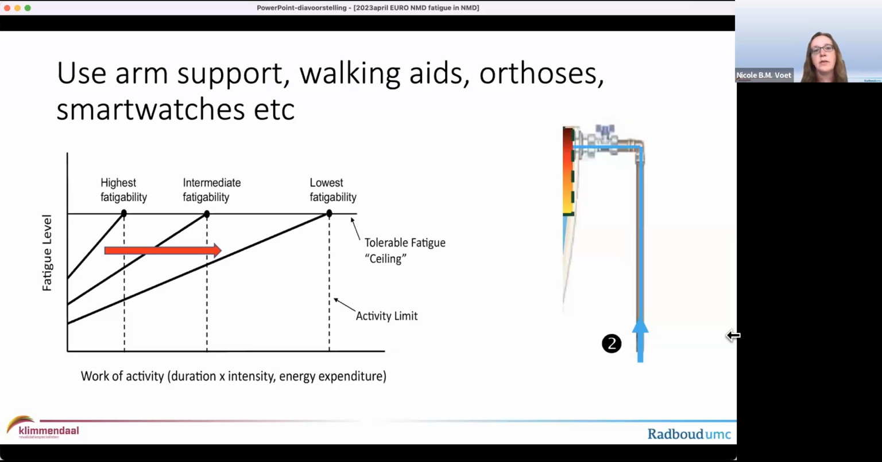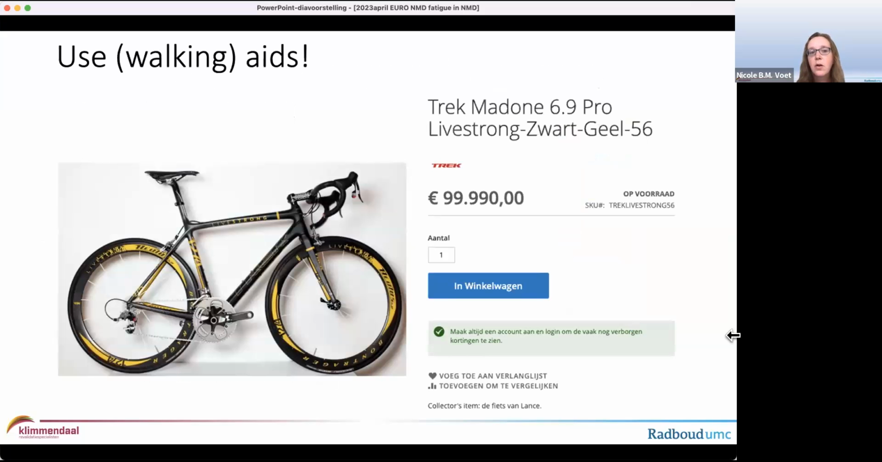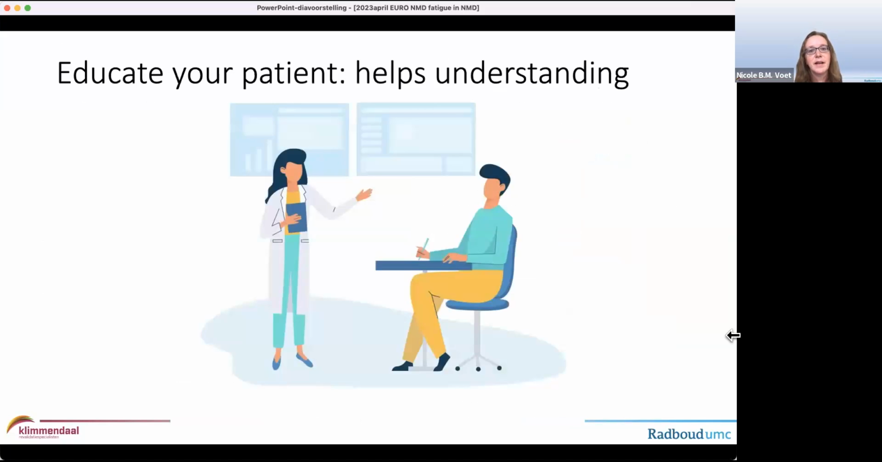So don't be afraid to use them, because cyclists also use aids for cycling, the most lightweight bicycles, most expensive bicycles. And are they lazy? No, they are not lazy. Armstrong is maybe not a good example regarding psychostimulants, but that's another story.